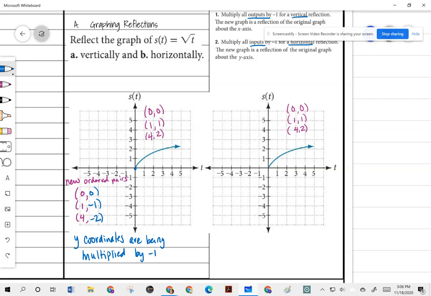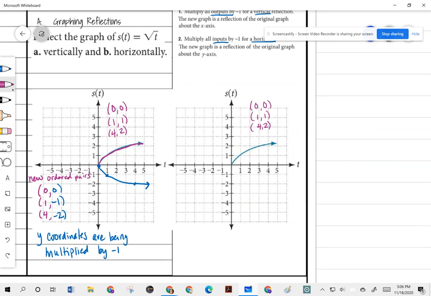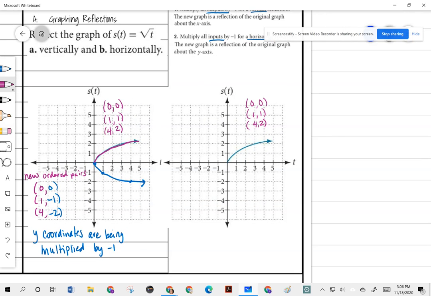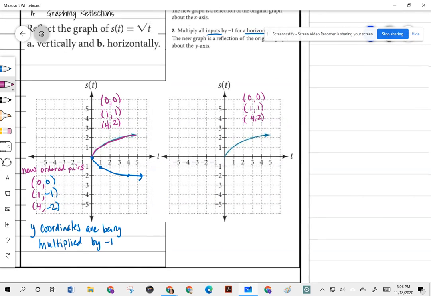So let's take a look at what that graph's going to look like. And so we can look at that and we can see that this original graph right here has been reflected across the x-axis and has been reflected vertically. Now let's take a look at B horizontally.